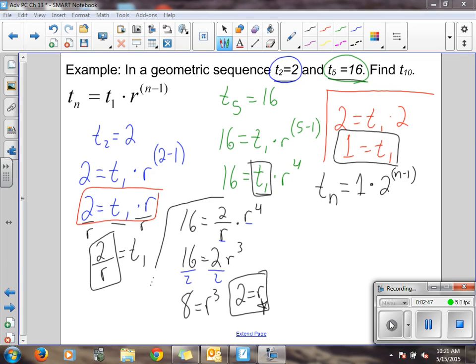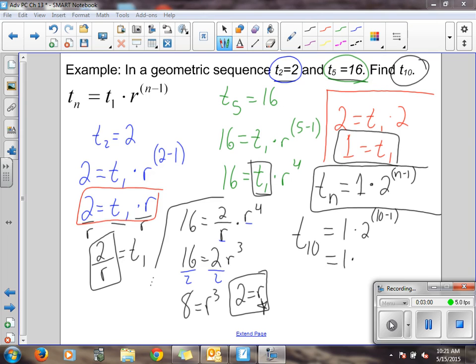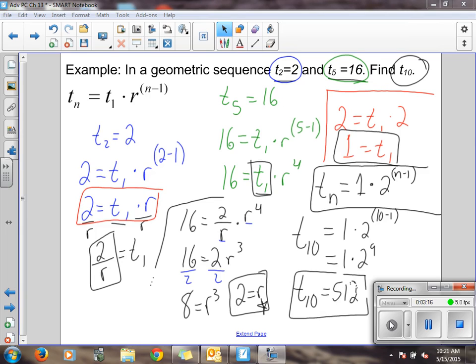Once we have this formula, our job is then to find t sub 10. Letting our n value be 10, we will get that 1 times 2 to the power of 10 minus 1. So we're really looking for what is 1 times 2 to the 9th power. And 2 to the 9th power ends up being 512. So our t sub 10 is 512. All right, so this is a problem given two terms in our sequence, finding the formula and then finding the 10th term.